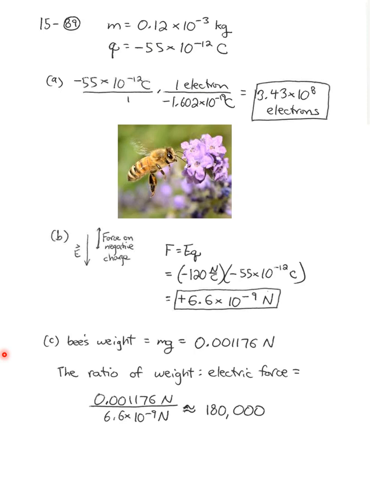Question C says, compare the answer. So a good way to compare is to find the ratio between the two, the ratio of this force to the bee's weight, or the bee's weight to this force. The bee's weight is its mass times g, 0.001176 newtons. So let's find a ratio of its weight to the electric force. Weight over the electric force is 180,000. So even though there is this bit of a levitating force on the bee, its weight is 180,000 times more than that force. So essentially the force is going to be negligible.